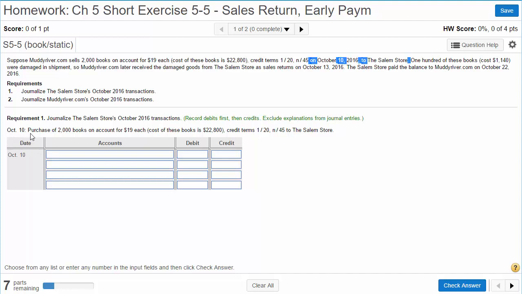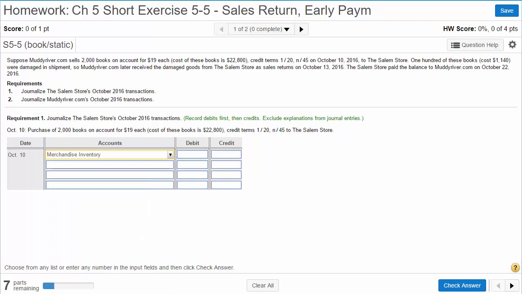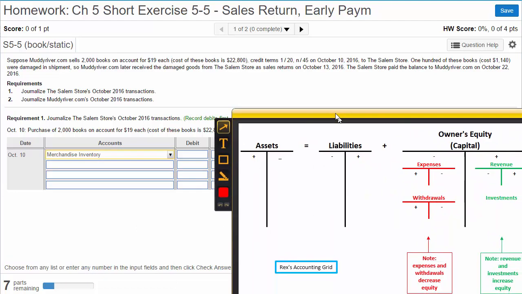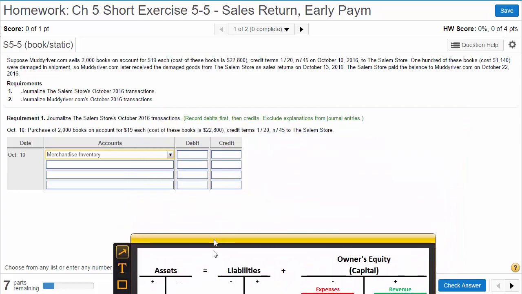October 10th, Salem store purchased 2,000 books on account for $19 each. Cost of the books was $22,800. Credit terms 1/20, net 45. All right, so we now have purchased inventory. So we need to increase our inventory account. And if you're wondering why we're going to debit the account, remember inventory is an asset account and assets increase on the plus side.